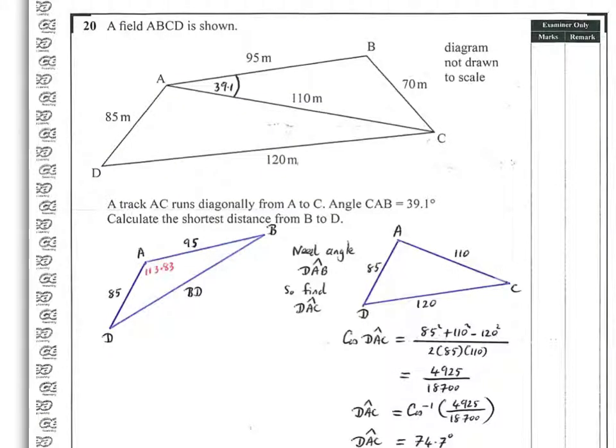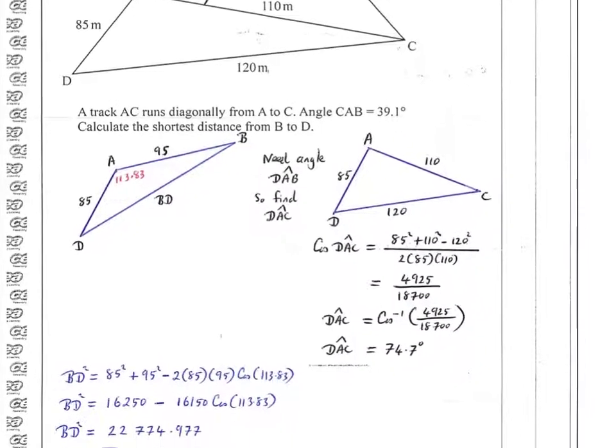The shortest distance from B to D will be a straight line, so perhaps we should be thinking of using triangle BAD. Looking at triangle BAD, we know this is 95, we know this is 85. To find the length of BD, we would need to find this angle. We already know that BAC is 39.1, so step 1 would be to find angle DAC. So to find DAC here, with this part, we know this is 85, this is 110, and this is 120 from triangle ADC.